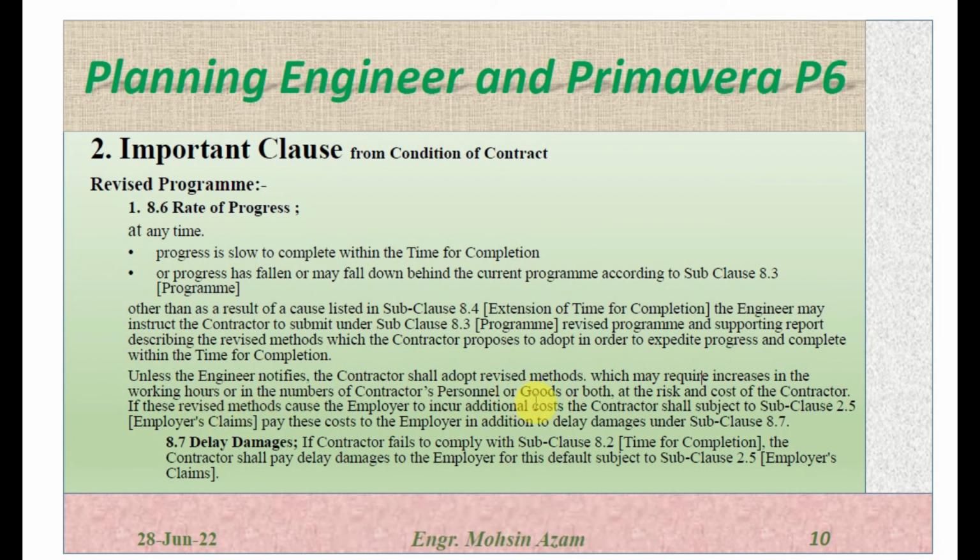If the revised methodology or the revised program or the method which the contractor will adopt to achieve the target incurs cost for the employer, the employer can protect their right under subclause 2.5. So the contractor has to pay the cost to the employer in addition to delay damages under 8.7. What is delay damages? If a contractor fails to comply with 8.2, which is time for completion, the contractor shall pay the delay damages to the employer for this default, subject to 2.5 employer claim. So if the contractor fails to complete the project within the allocated time under subclause 8.2, he has to pay all the delay damages to the employer under subclause 2.5, which is employer claim.